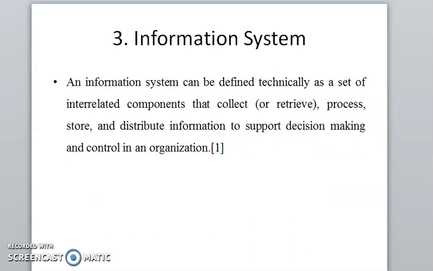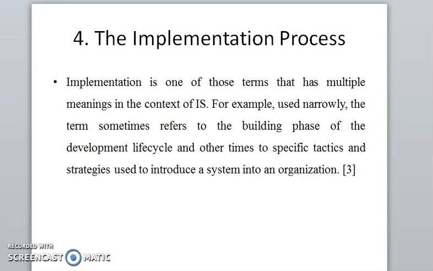Next, the information system in the IT interaction model. An information system can be defined technically as a set of integrated components that collect, store, retrieve, process and distribute information to support decision making and control in an organization. The fourth element in the IT interaction model is the implementation process.